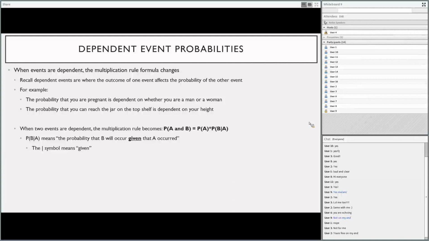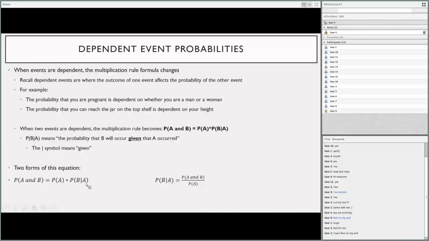Okay. So like I said, that little bar between the B and the A means that symbol can translate in English to the word given. Whatever event comes after the bar, that is the event that is given. So we know that that event already happened. So given the fact that it happened, now what is the probability of the other event B occurring?